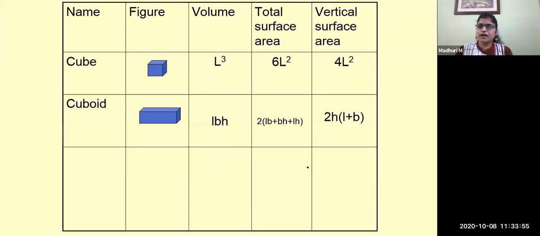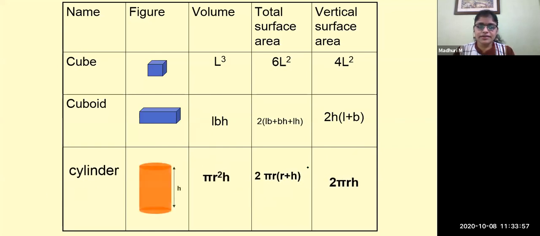And the last part we saw is the cylinder. For a cylinder, the volume is pi r squared h, the total surface area is 2 pi r times r plus h, and the vertical or curved surface area is 2 pi r h. All right, students, you can quickly take a screenshot of this so that you can try to recall and remember the complete formulas in one look.